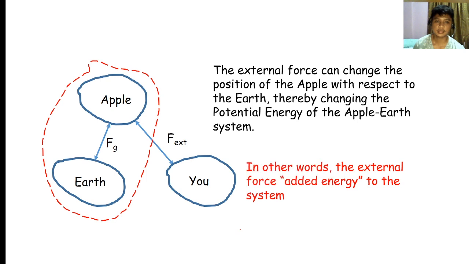The external force can change the position of the apple with respect to the Earth, thereby changing the potential energy of the apple-Earth system. In other words, the external force added energy to the system. When an apple is on the ground, we say that the potential energy is 0, right? But we can do something to make the potential energy of the system non-zero, and that is we apply an external force when we lift the apple up so that the potential energy is no longer 0.